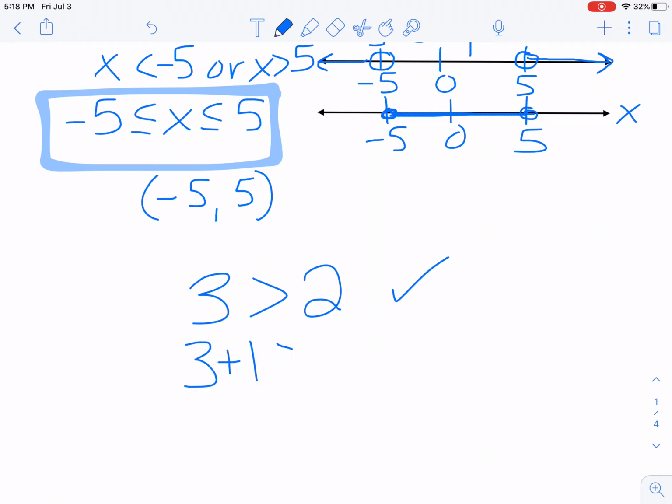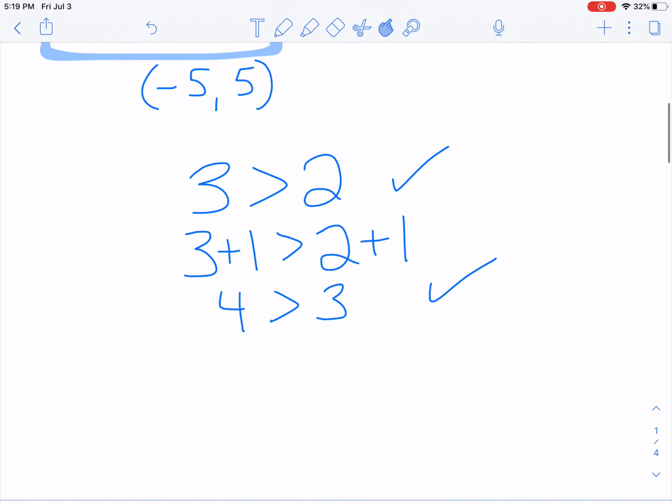I can do this with an equation. Hopefully everyone agrees. And it would still be true. So let's see if it's true for an inequality as well. 3 plus 1 is 4, and 4 is still greater than 3. Same thing with subtraction. I could subtract from both sides, and it would still be true. If I multiply and divide, let's see what happens.